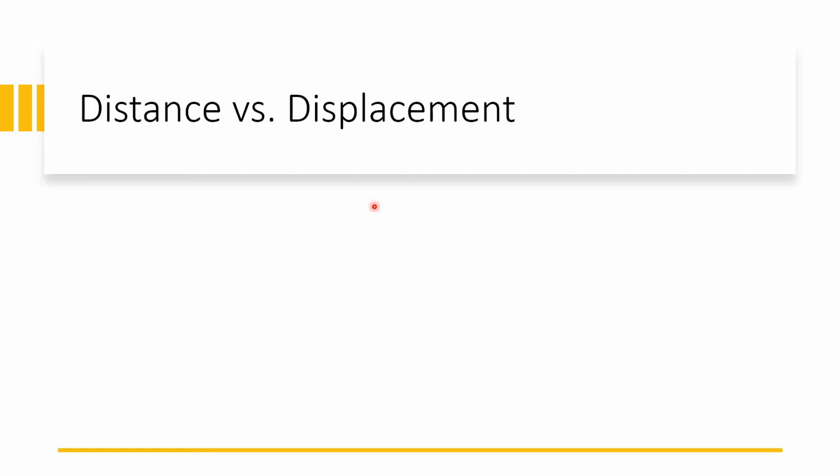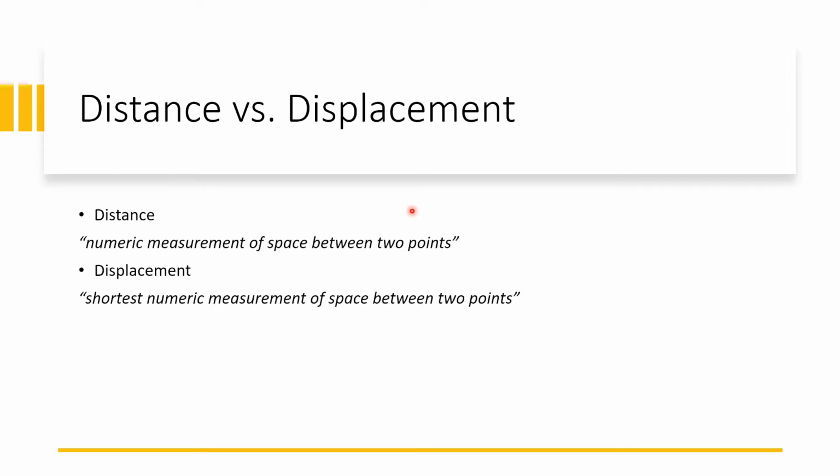Now, there are two words that are commonly used, which are distance and displacement. However, there is a key difference between these two. Distance is the numeric measurement of space between 2 points. However, displacement is more to do with the shortest numeric measurement of space between 2 points.